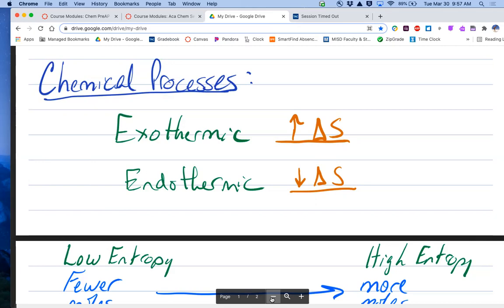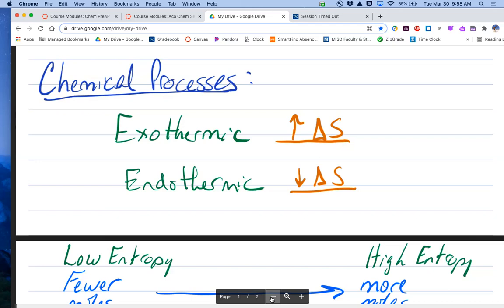Exothermic, it just kind of happens on its own. You still have to get it to go, but then once it goes, it gives you a lot of energy. You are increasing disorder. Remember, disorder is what happens naturally. Did that help?